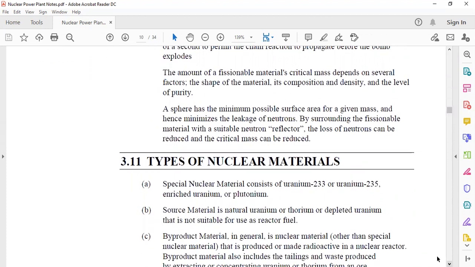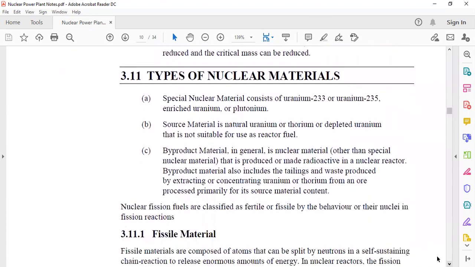Which has been used in case of nuclear power plant for the energy production. Special nuclear materials consist of uranium-233 or uranium-235, which is enriched uranium, or plutonium. Source material is natural uranium or thorium or depleted uranium that is not suitable for use as a reactor fuel.